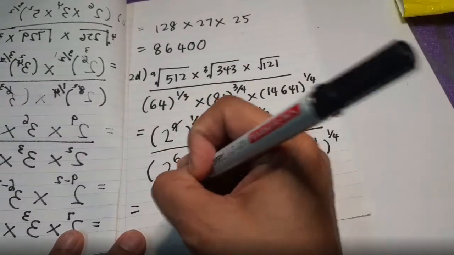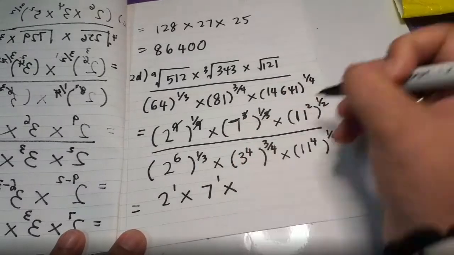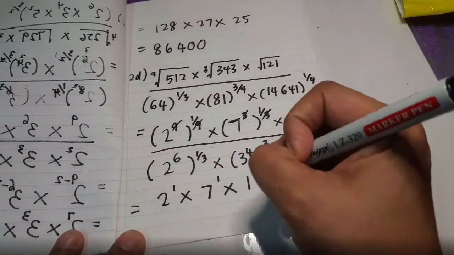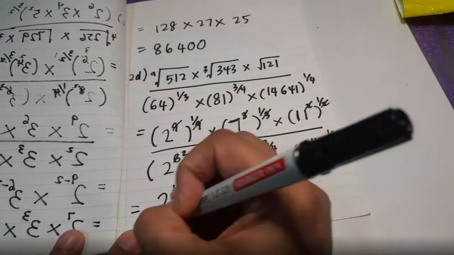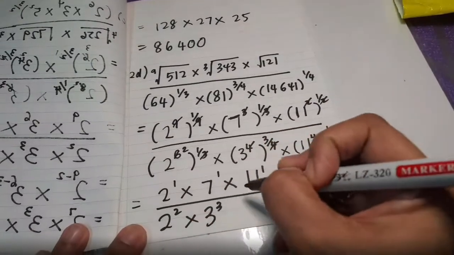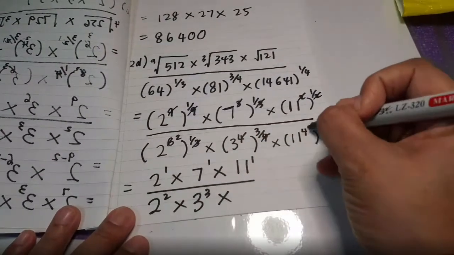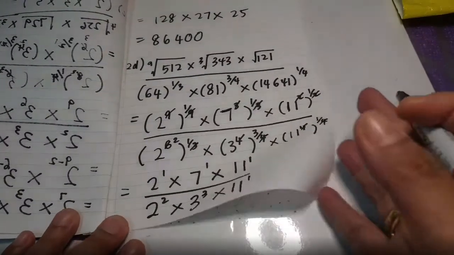Cancel. This is 2 power of 1. Multiply. This is 7 power of 1. Multiply. 11 power of 1 over 2 power of 2 multiply 3 power of 3 multiply 11 power of 1. Okay, next.